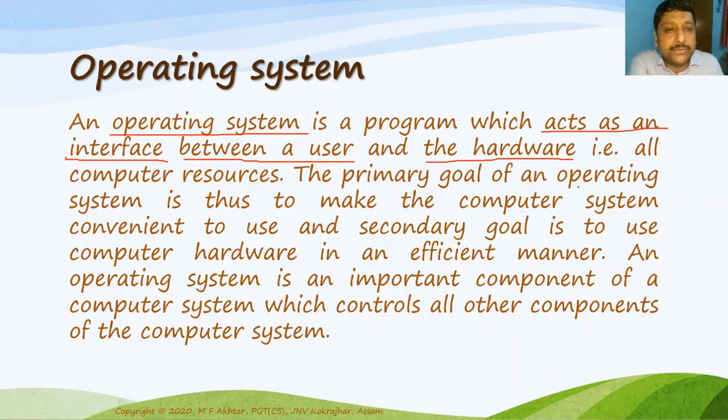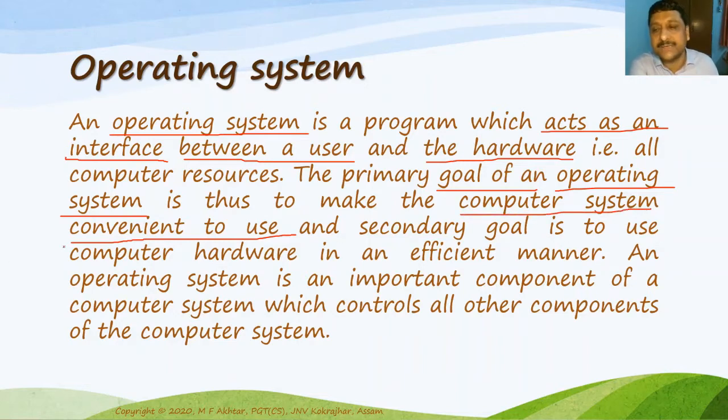Now, the primary goal of an operating system is thus to make the computer system convenient to use. What is the goal? Goal means what is the purpose of the operating system? It wants to make the computer system convenient to use. Convenient means easy to use. It wants the computer to become very easy for everyone to use.